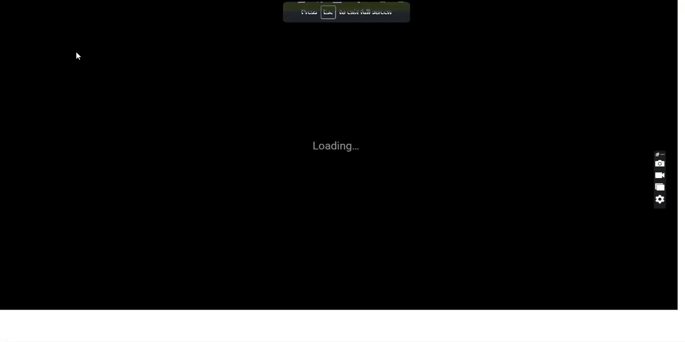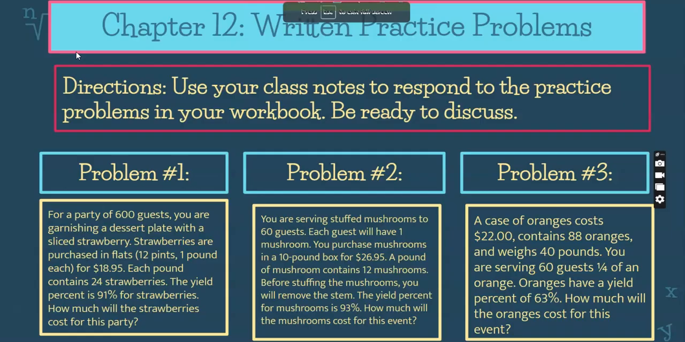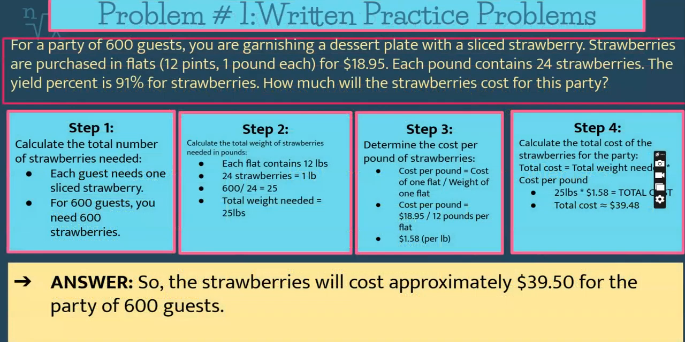All right, so now we are going to talk about the Chapter 12 written practice problems. At this point, you're either going through them with me or you already did them and you're just checking your work. The first case is with strawberries, problem 2 is with mushrooms, problem 3 is with oranges. Okay, let's do problem 1.